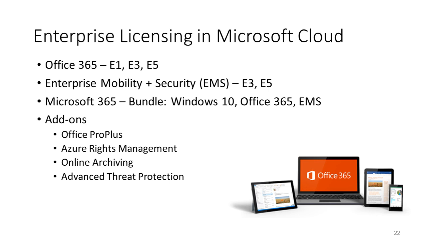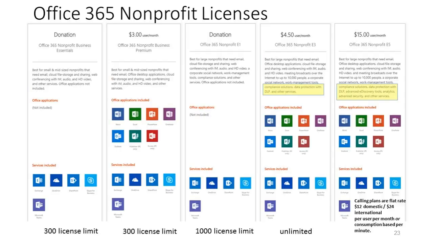We'll be talking about a quick overview of the Microsoft 365, which is a bundle license that contains Windows 10, Office 365, and EMS licensing at a bundled price. You also can have some of these with add-ons, Office Pro Plus, Azure Rights Management, online archiving, and advanced threat protection, but we're not going to be discussing those in depth today.